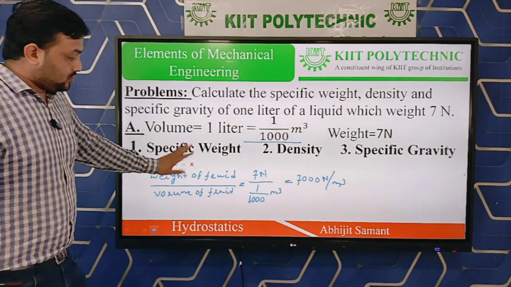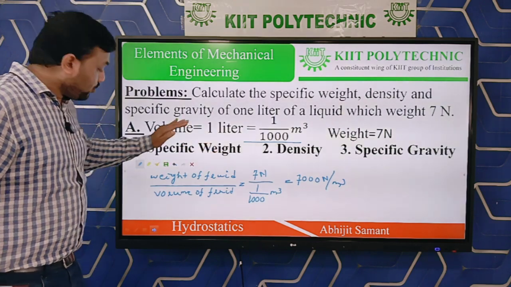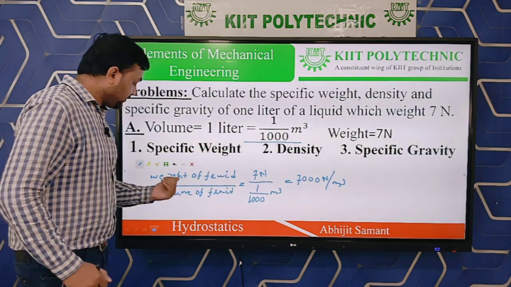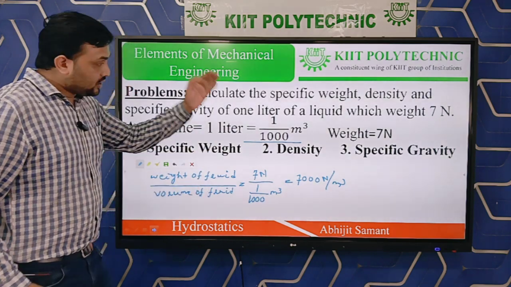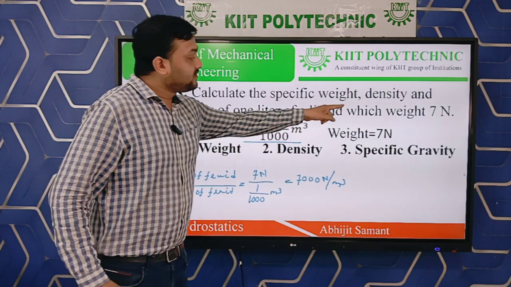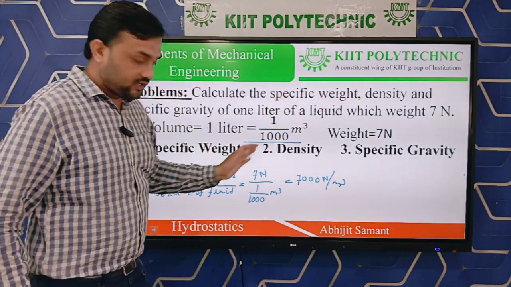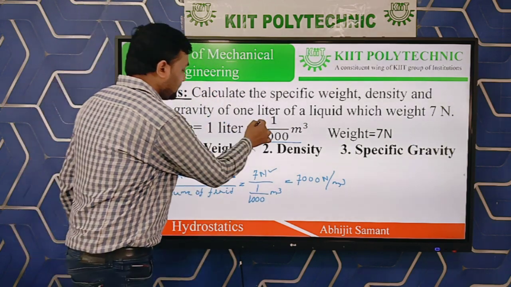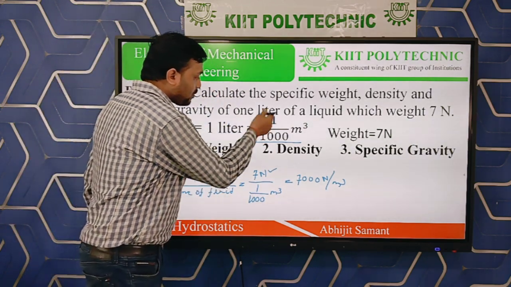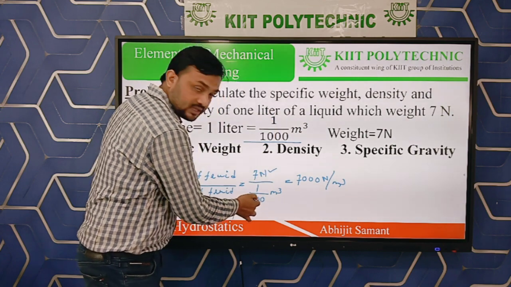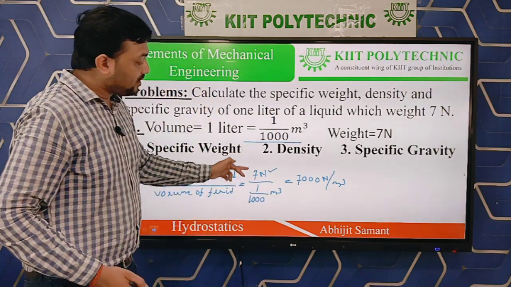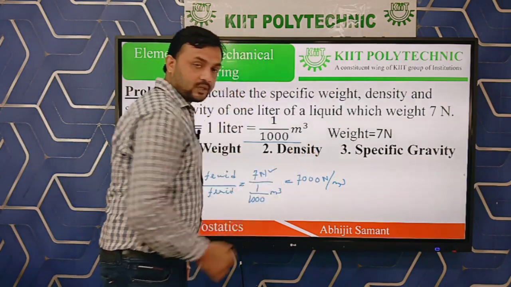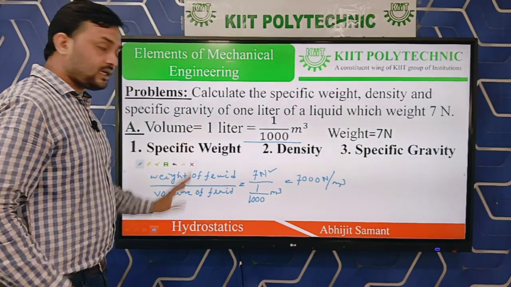So here we have derived the specific weight. The formula is weight of the fluid divided by volume of the fluid. The weight of the fluid is 7 Newton, and the volume of the fluid is 1 liter, which means 1 by 1000 meter cube. So 7 divided by 1 by 1000 meter cube equals 7000 Newton per meter cube. This is the specific weight.